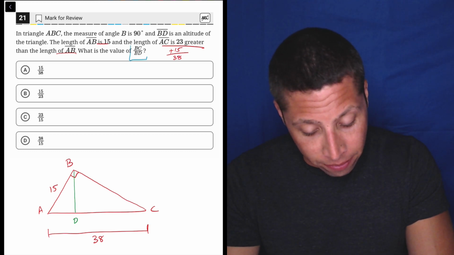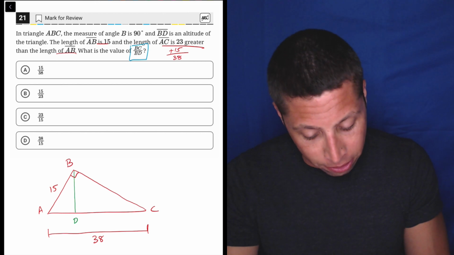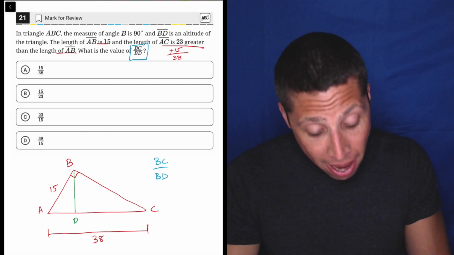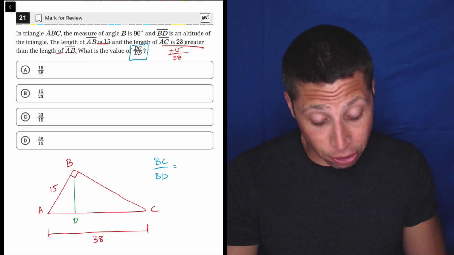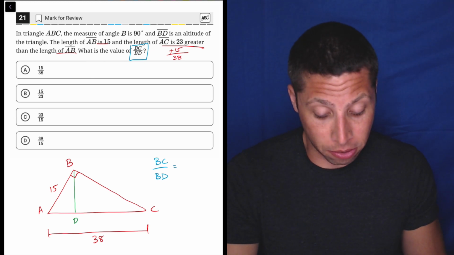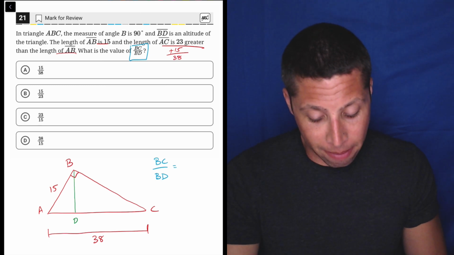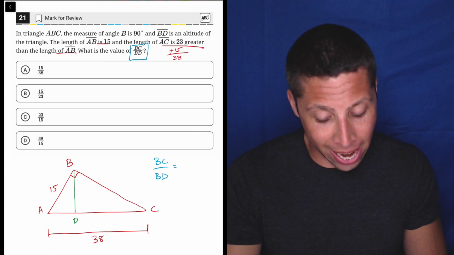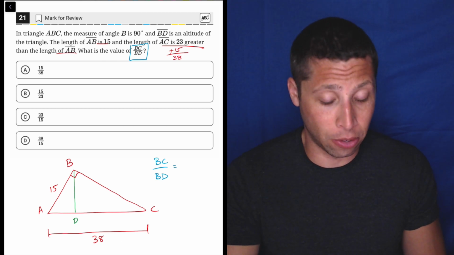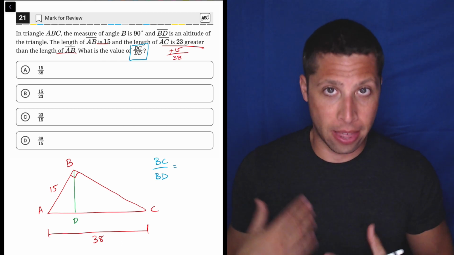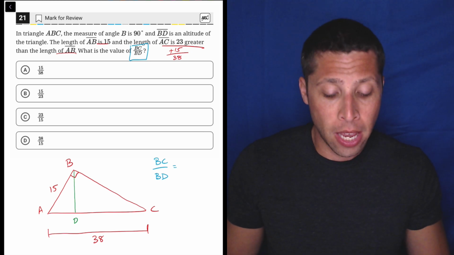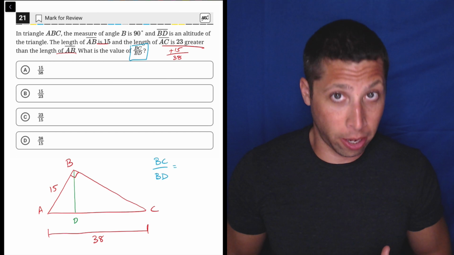They want us to find the value of BC over BD. Now, my first thought in doing this is actually to use the Pythagorean theorem to find BC, because we can. However, it's not going to be a nice number, and it's certainly not going to be 15, 23, or 38, the answer choices that are given to us. So that makes me rethink things. The real thing they're testing here is not the Pythagorean theorem, it's similar triangles.